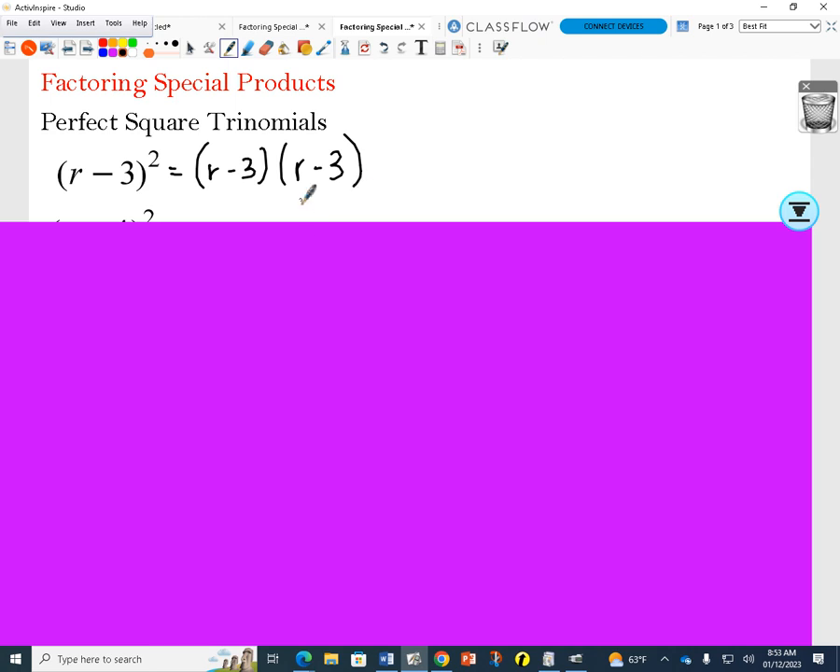We learned how to factor things by using double distribution. So that would be r squared minus 3r minus 3r plus 9. And then that would simplify to r squared minus 6r plus 9. So if we're simplifying, that's what we get. But since it's a perfect square trinomial, we could use a shortcut.